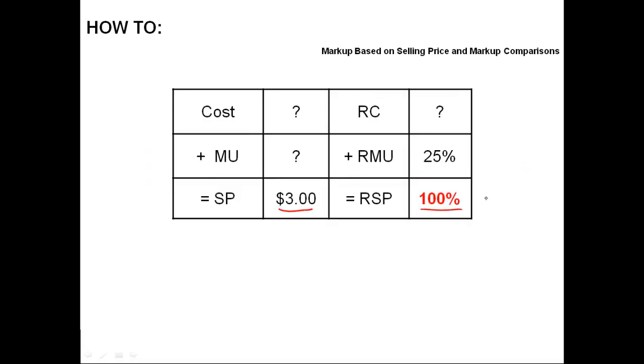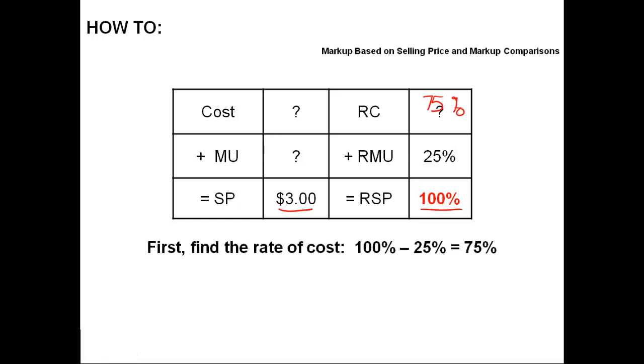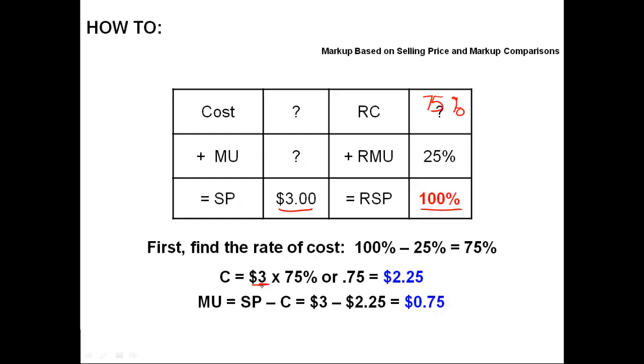We know that's 100% because we're working costs based on selling price. So the rate for the cost up here is 75%. And if we know the selling price and we know that the markup based on selling price is 25%, then we can take $3, the selling price, times the markup based on selling price, which is 25%, and find the markup, or we can go straight to the cost and take $3 times 75% and find that the cost is $2.25 and the markup would be $3 minus $2.25.